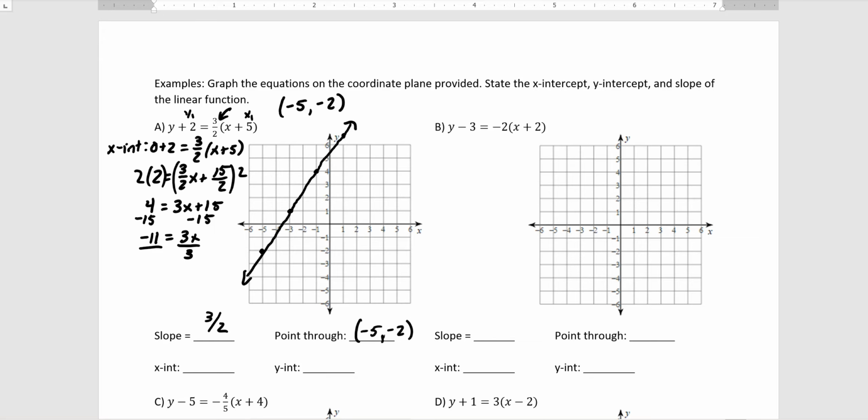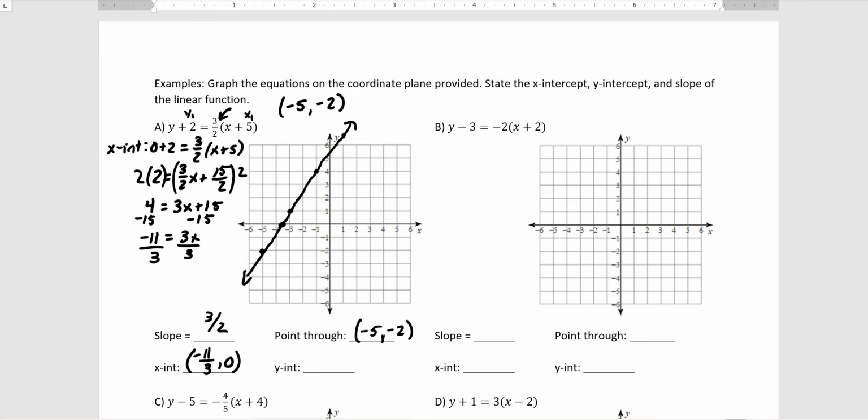Divide by 3. And I find that x will be negative 11/3, comma 0, which is just under negative 4. And if I look at my line, yeah, that's pretty good. Or I guess it's just a little more than negative 4. It'd be that point right there. Very nice. Okay, now to find my y-intercept, I need to set x equal to 0. I'm going to do that on this graph here.